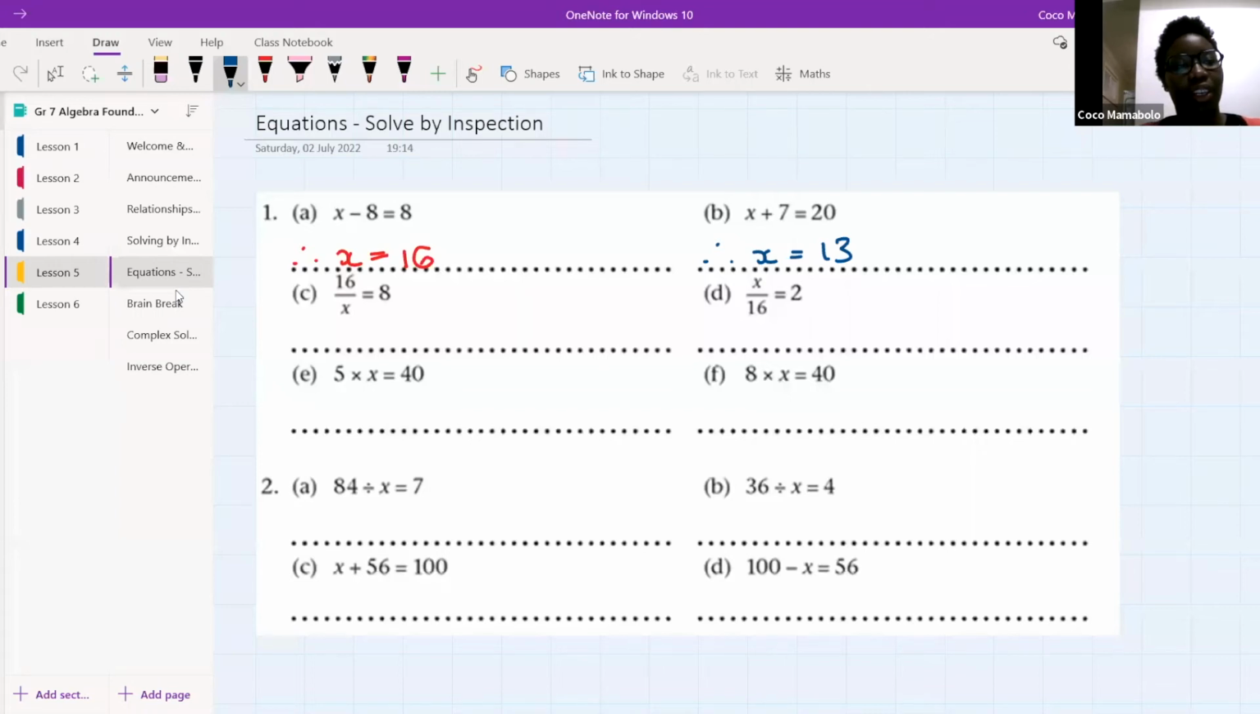Tetelo, are you ready? Next one. And then after Tetelo, Ayanda, you are right underneath her. Hi, Tetelo. Take us away. For C, what am I going to write? 16 divided by x is equal to 8. Okay, ma'am. So 16 divided by x equals 8. So x is 128.